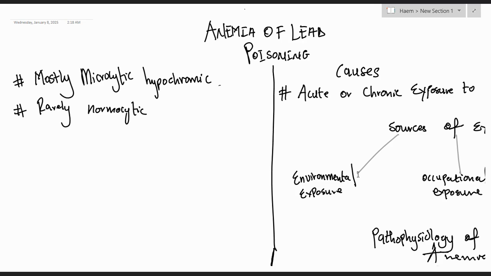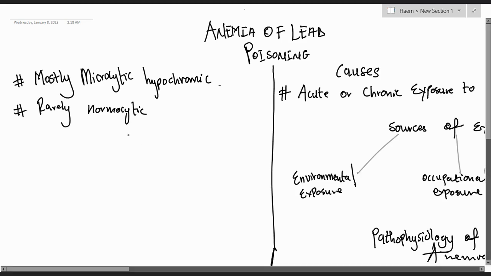Alright, now in our previous anemia lectures, we talked about the microcytic hypochromic anemias. So we talked about iron deficiency anemia, and then we talked about the thalassemias. So today, our next anemia we'll be discussing, which is a microcytic hypochromic anemia, is the anemia of lead poisoning.